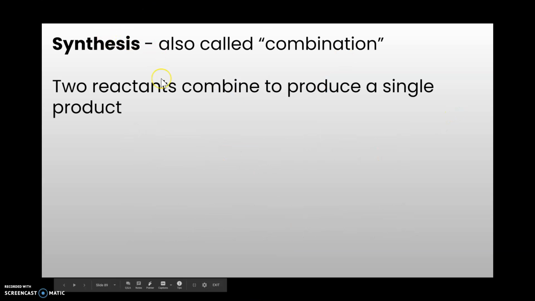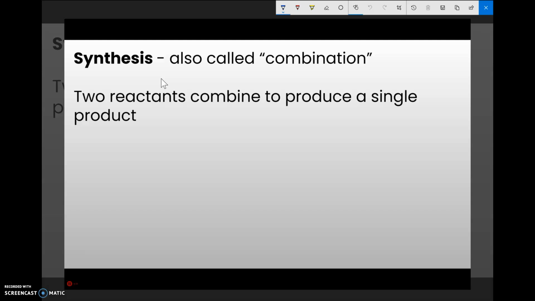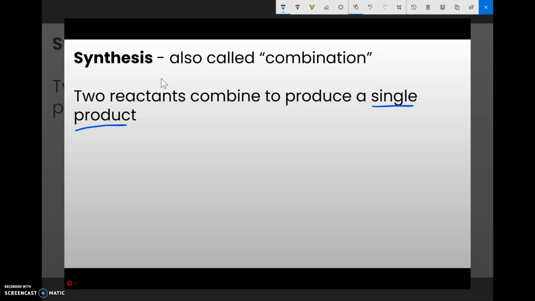The first one is called synthesis. Sometimes you'll hear it called combination as well. This is when we have 2 reactants and they combine to produce a single product. So when we say single product, what that means is that we only have one type of product. It's going to be a compound, but you're just going to have one thing.